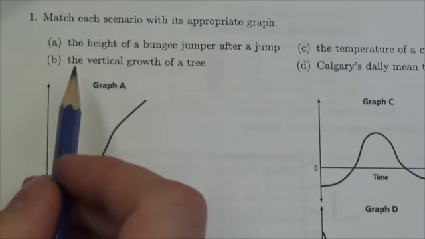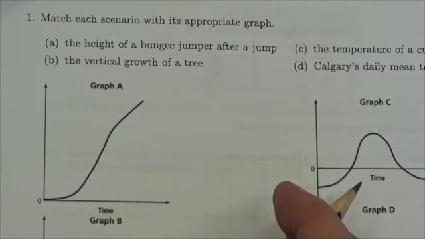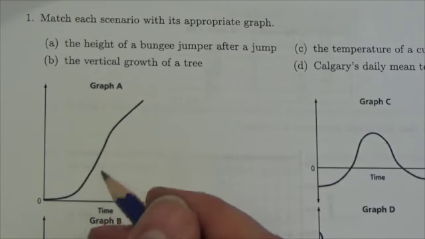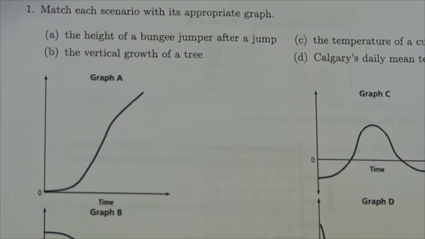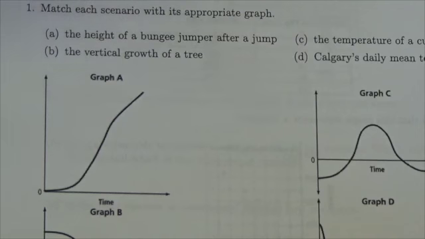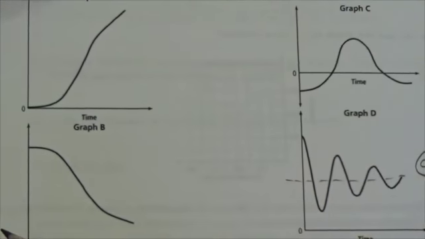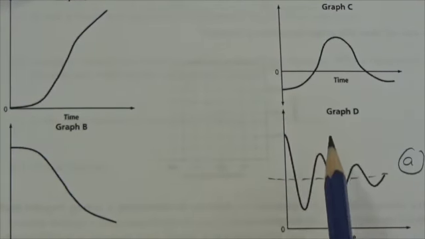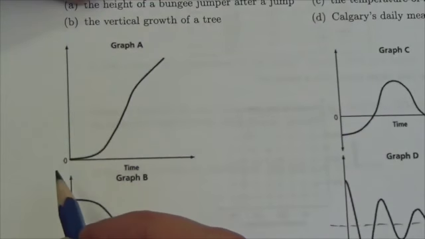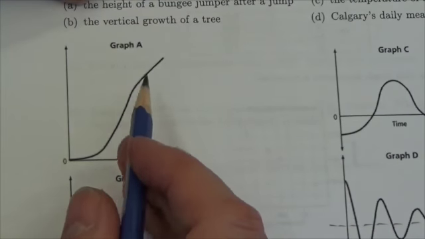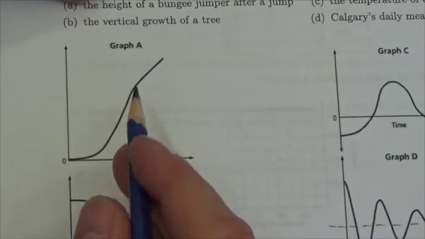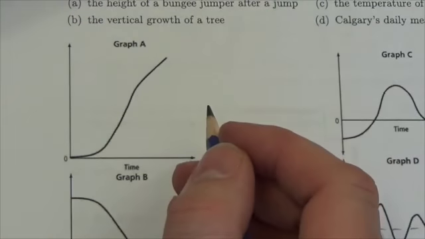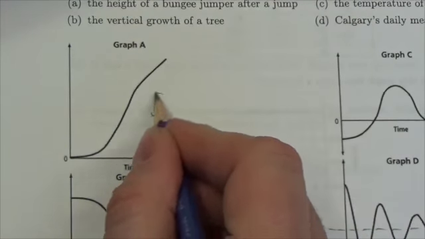Let's take a look at B. The vertical growth of a tree. Well, this is going to just go up at a steady rate. It won't come back down again, unless you chop it down. But if you look at the remaining three graphs here, this is the only one that seems to have that kind of constant, steady growth. Now it's not always the same rate, but that's okay, I would expect that. So this has got to be B.